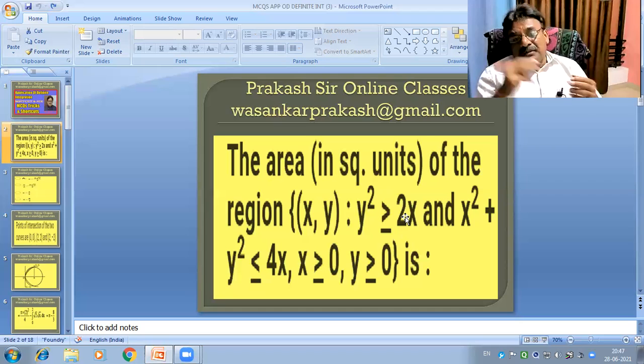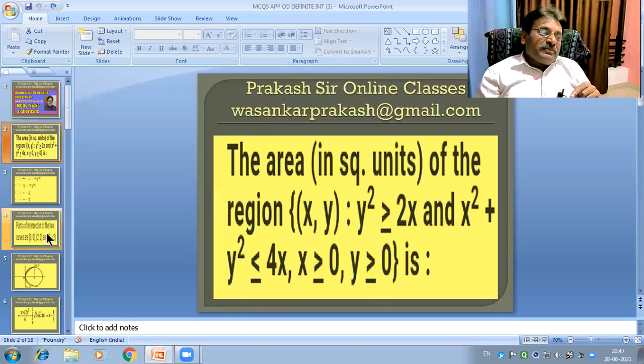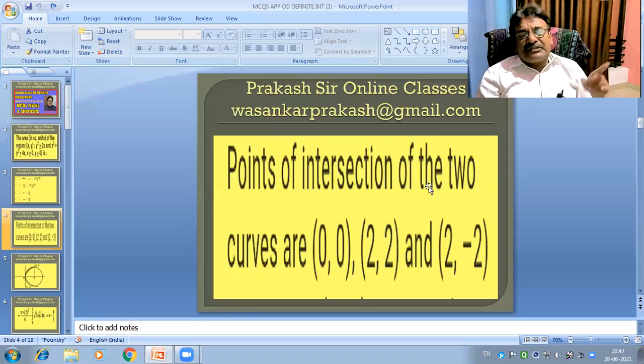Means the points of intersection of the given curves are three. First is O(0, 0), that is the origin. Second is 2 comma 2, and third is 2 comma minus 2. And 2 comma 2 lies in the first quadrant, 2 comma minus 2 lies in the fourth quadrant. Therefore, the points of intersection of the given two curves, y square is equals to 2x and x square plus y square equals to 4x, are 0, 0, 2, 2 and 2, minus 2.